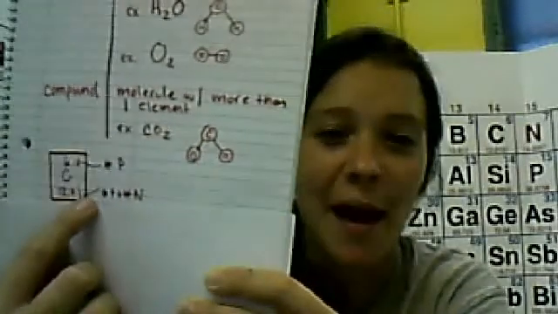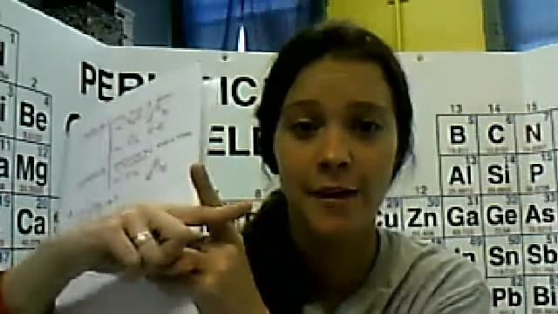12.01 is the atomic mass. That's all the big, heavy things. Electrons are teeny tiny. They don't count in the mass. Just the protons and the neutrons.